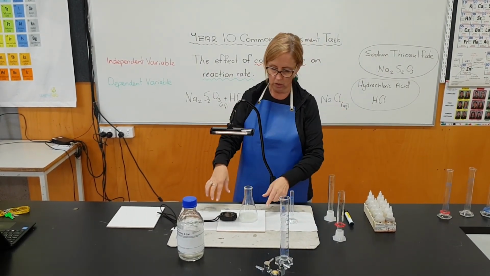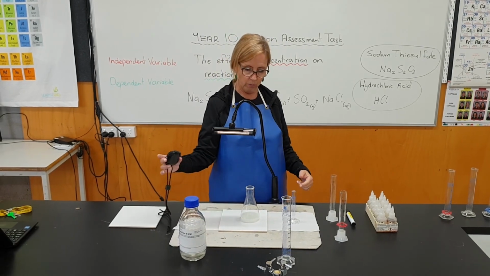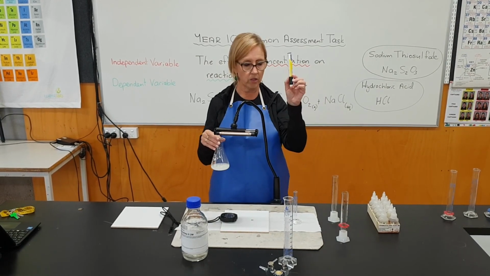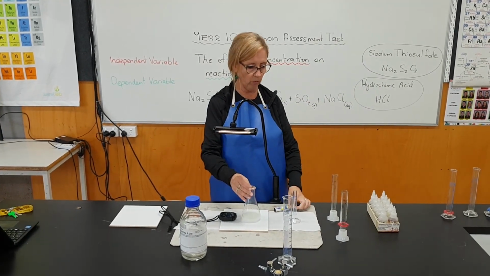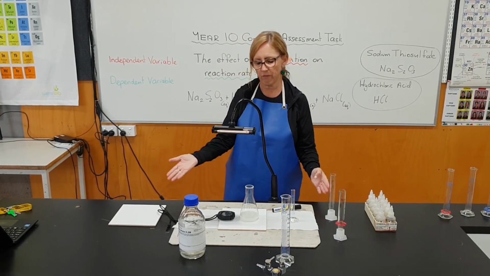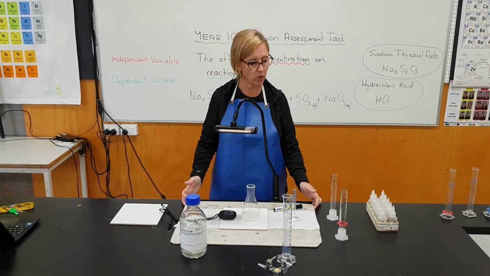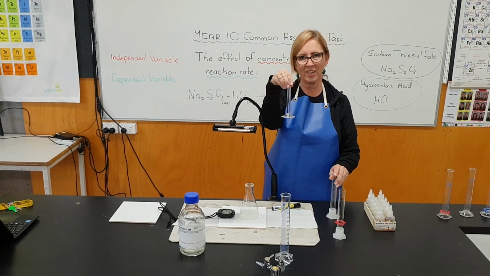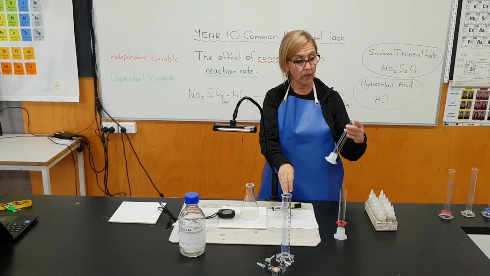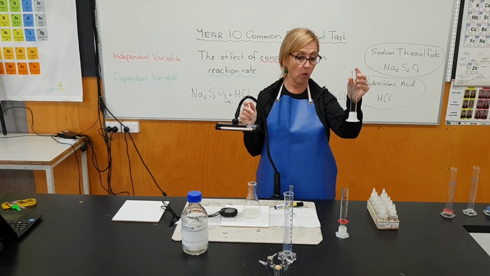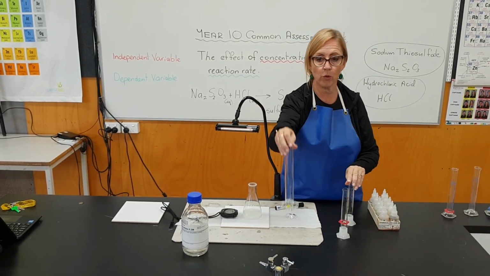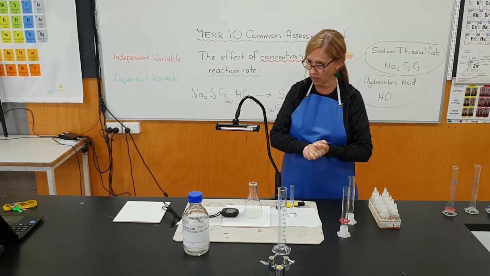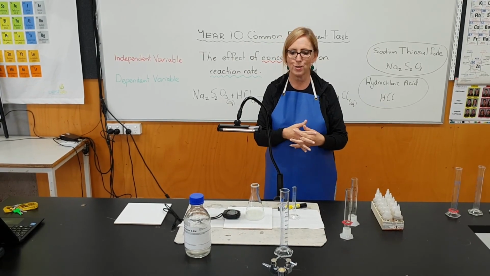So, equipment: white tile, stopwatch, conical flask. We needed a texta to draw our cross on our tile. We've got a heat-proof mat here just to make sure we didn't make too much mess on the bench. We have the 10 ml measuring cylinder to measure our acid in. We have the 50 ml measuring cylinder to measure our water in. And we have the 100 ml measuring cylinder to measure our sodium thiosulfate in. And I think that is all I need to explain to you.